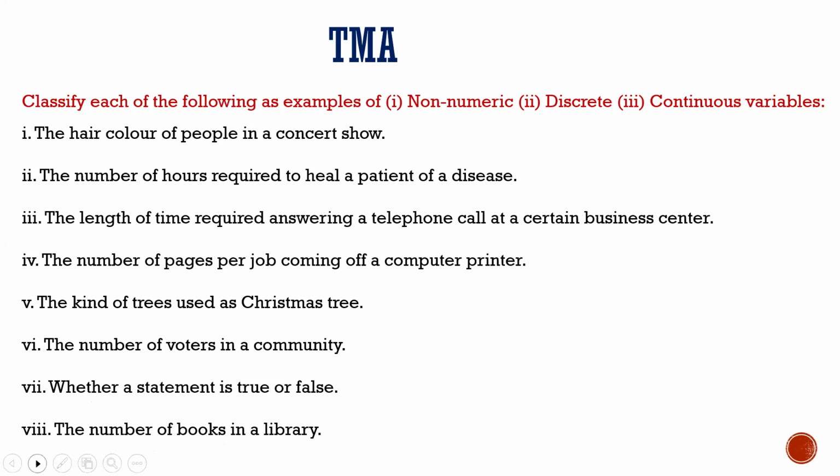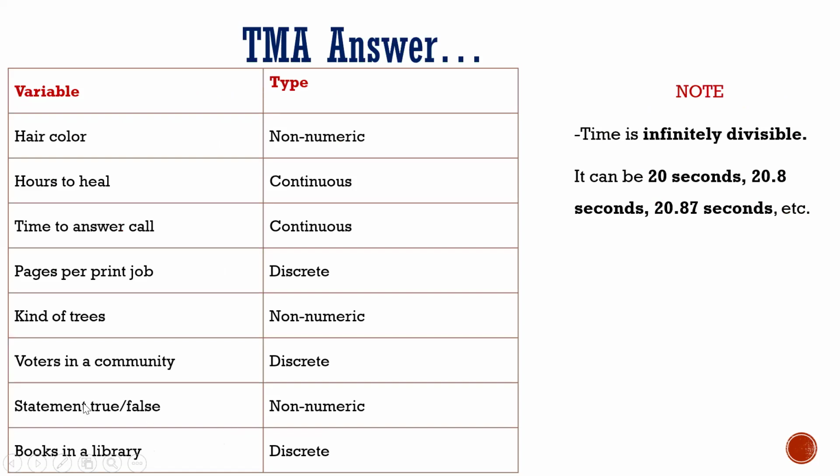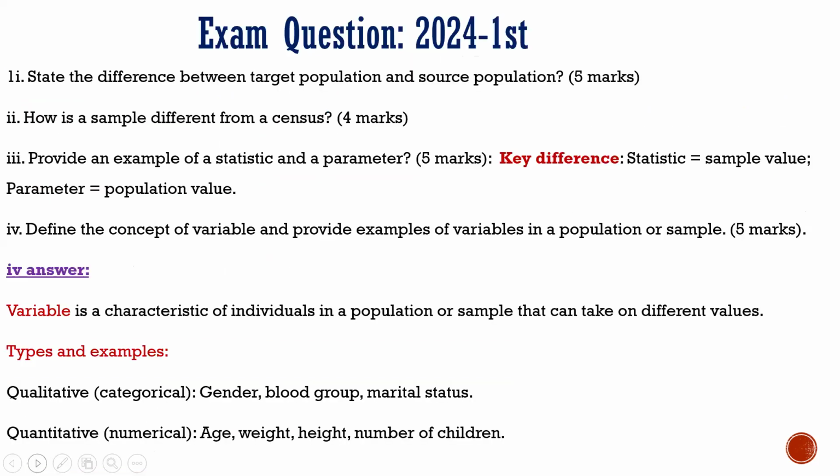Do you understand how I answer it? Yes, I hope yes. So let's look at another question. So this question is an exam question from 2024 first semester. Let's see what it says. Number one, state the difference between target population and source population. We just talked about it. Target population and source population. It carries 5 marks.